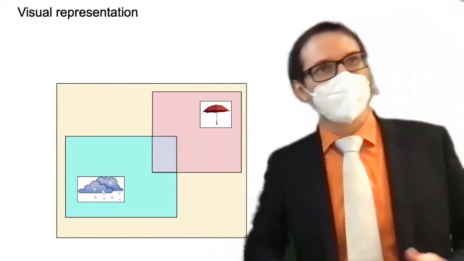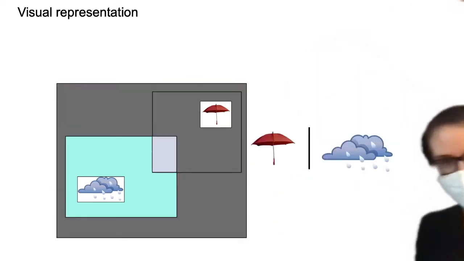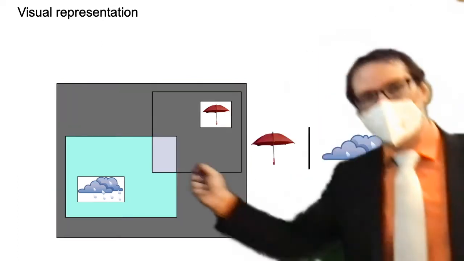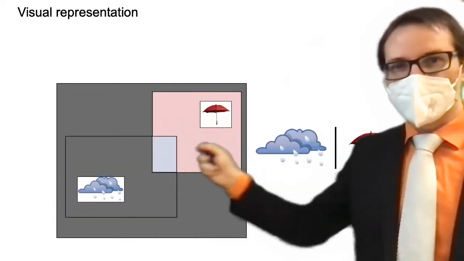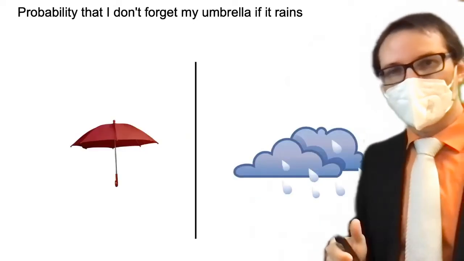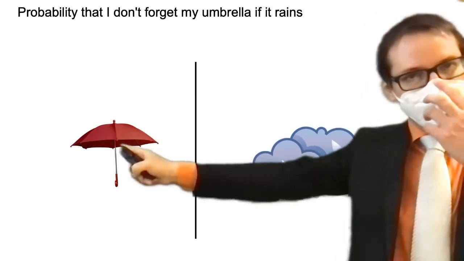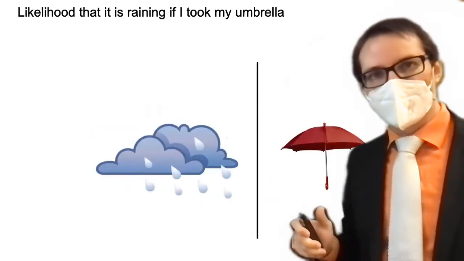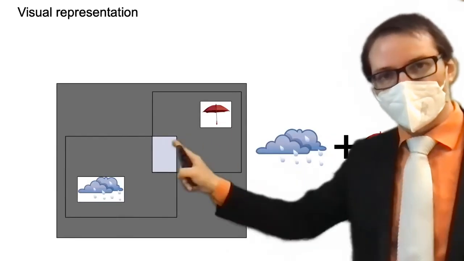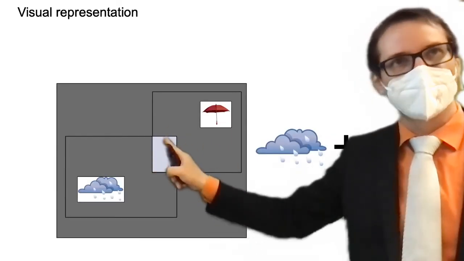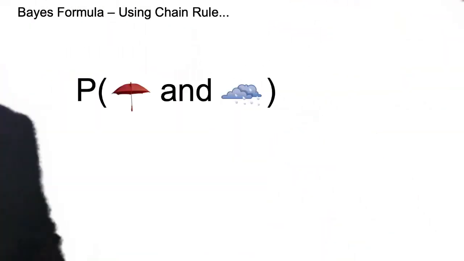So we can have a visual representation of what we've just been doing, because the reasoning is correct. The idea is that I have the probability that I have my umbrella given that it's raining, and the probability that it's raining given that I have my umbrella. I give you the probability that I don't forget my umbrella if it rains, and the likelihood that it's raining if I took my umbrella. And we basically computed the probability of R and U, right? With the multiplication.